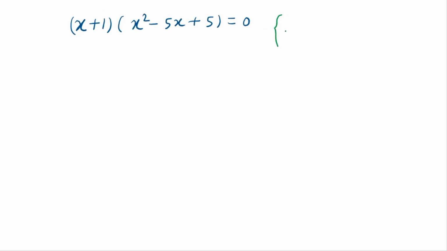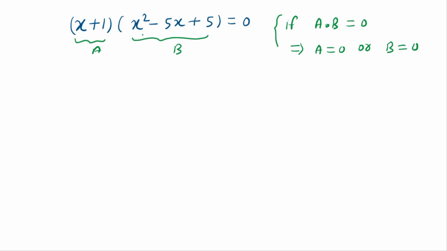Now if we apply this rule, if a times b is equal to 0, this implies a is equal to 0 or b is equal to 0. Then this expression is a and this expression is b. If we apply this rule, then you can say x + 1 is equal to 0, or x² − 5x + 5 is equal to 0.